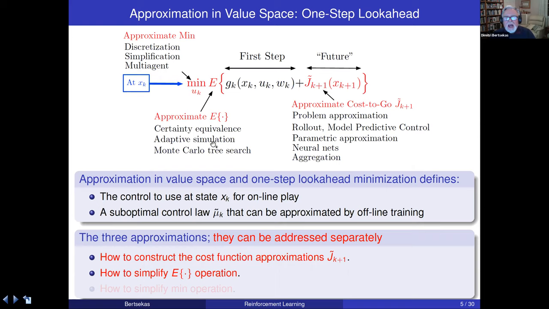Another possibility is adaptive simulation. To do this minimization, we have to compute this expected value for every control. Some of these controls may look promising on the basis of some consideration or heuristic, and others may look bad. For example, with some simulation, we can determine that some of these controls cannot be optimal, and therefore they can be discarded, or more appropriately, just simulated less. Don't worry about those controls so much. So we do extensive simulation for the more promising controls, and spend less effort to simulate the Q factors of controls that look less promising. That's adaptive simulation. Monte Carlo tree search is a form of adaptive simulation that we're going to talk about, I think, next week.